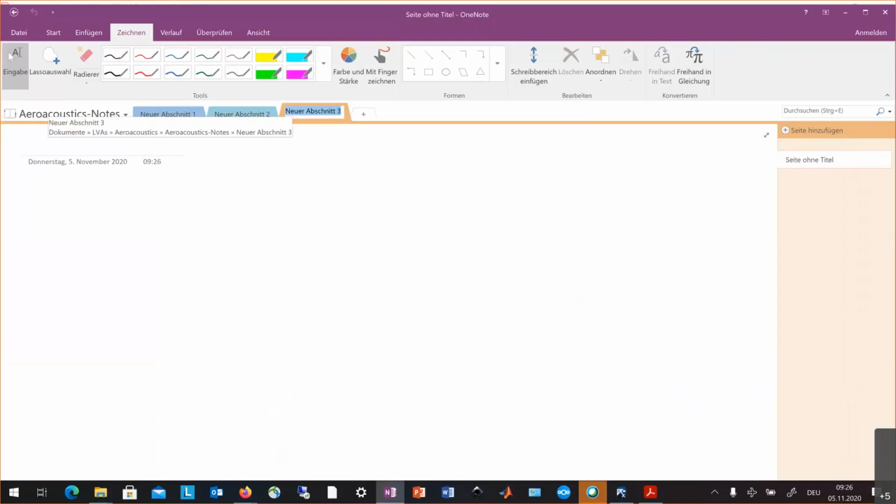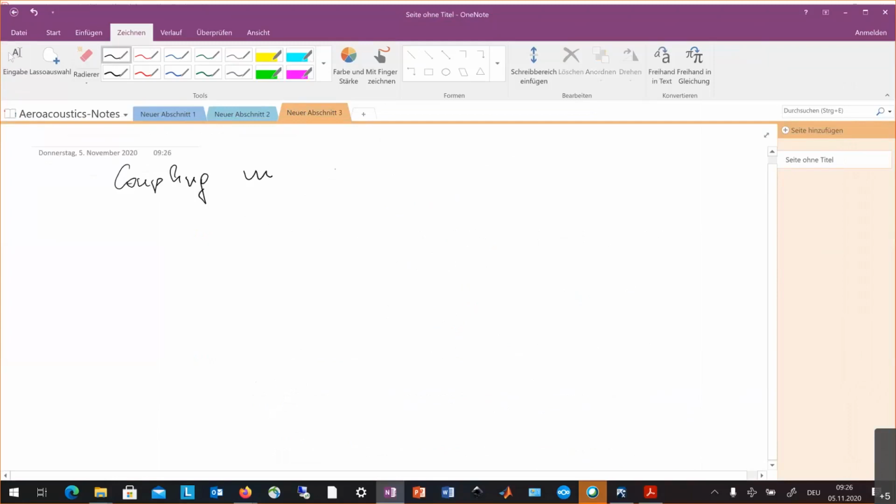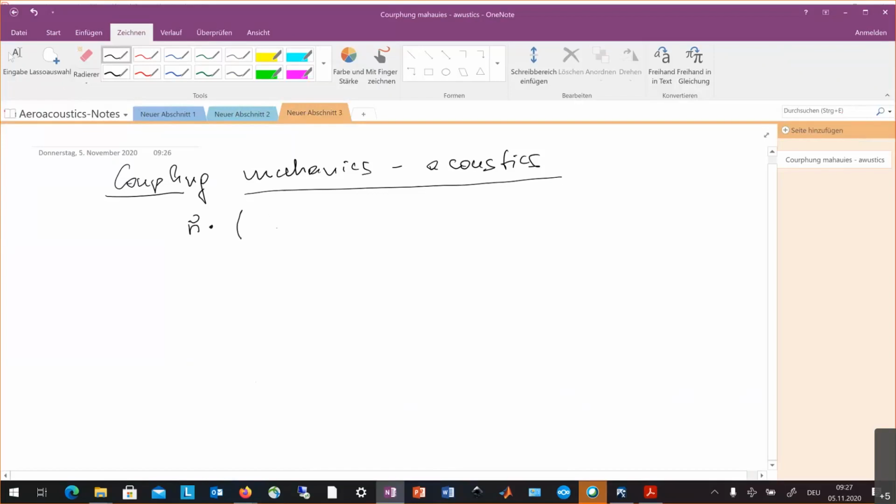So when you have the coupling, mechanics and acoustics, then we have two coupling terms, but for us now the coupling term, how you generate the acoustic sound out of a vibrating body, is that when you take the scalar product between the normal vector and the difference of the mechanical velocity and the acoustic particle velocity, then this has to be 0.